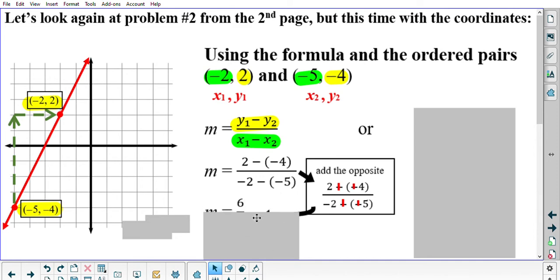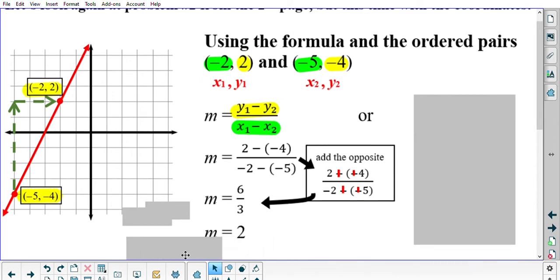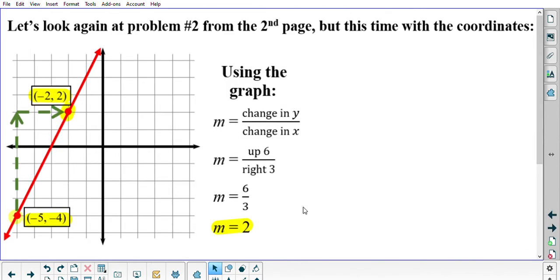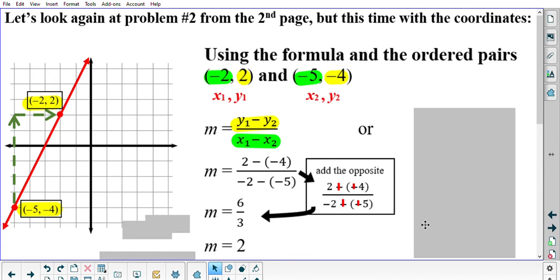2 plus 4 is 6. -2 plus +5, you subtract in your head. The positive has the bigger absolute value, so that gives you +3. And then 6 over 3 reduces to 2. Sound familiar? That's the same answer we got from graphing. So I'm trying to prove to you how this works, and so you can see the relationship of the formula to the way we used to do it by counting spaces from a graph.